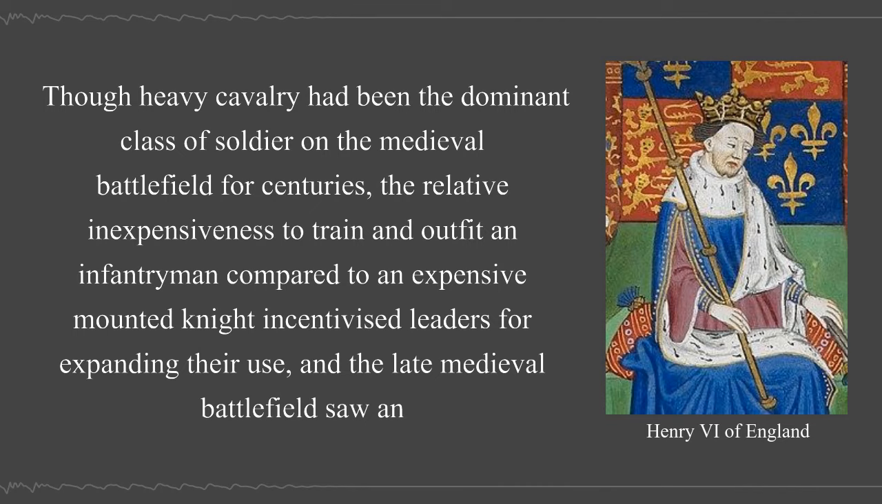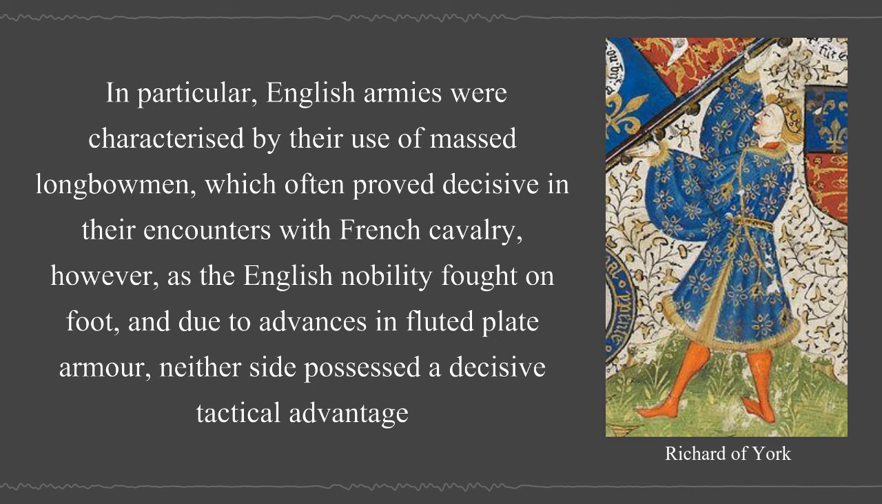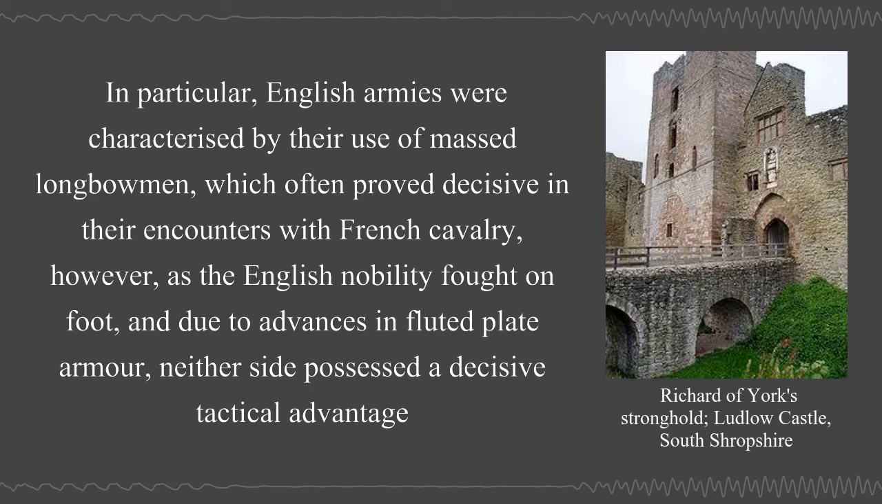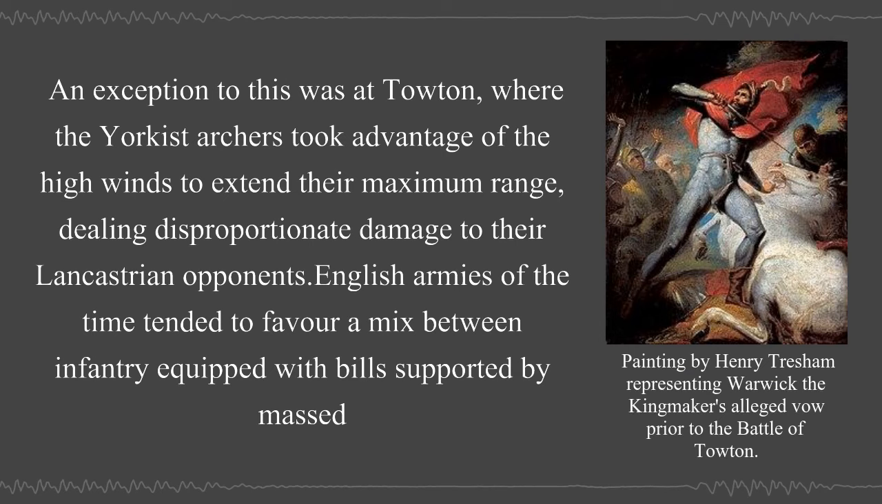In particular, English armies were characterized by their use of massed longbowmen, which often proved decisive in their encounters with French cavalry. However, as the English nobility fought on foot, and due to advances in fluted plate armor, neither side possessed a decisive tactical advantage from the use of these archers. An exception to this was at Towton, where the Yorkist archers took advantage of the high winds to extend their maximum range, dealing disproportionate damage to their Lancastrian opponents.